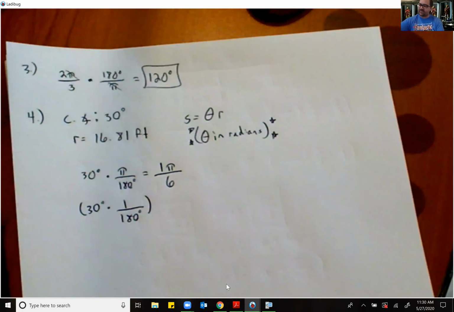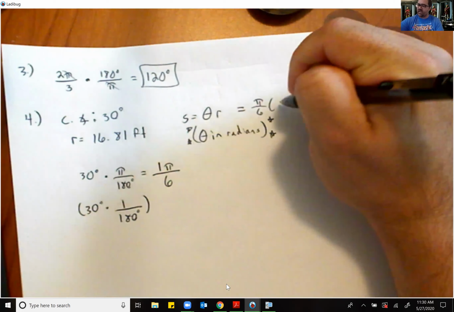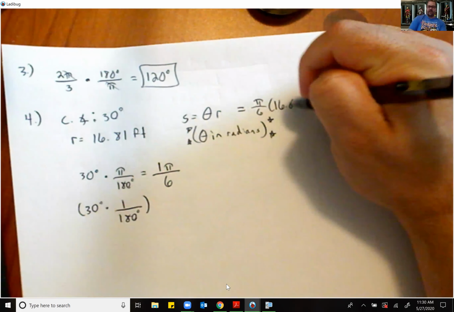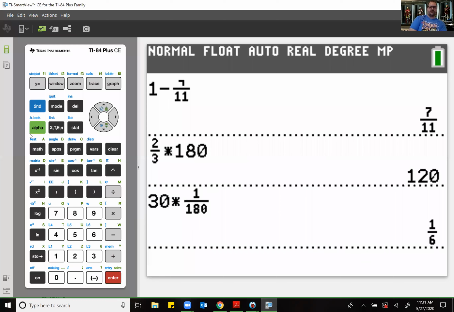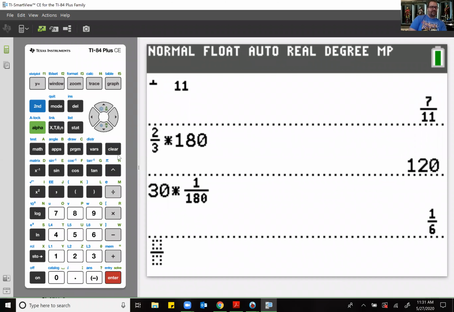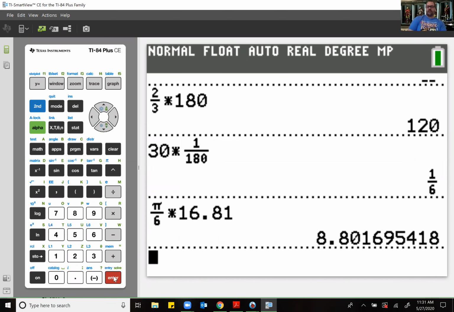So now we can find S, because all we're going to do is take pi over 6 times 16.81, and it says to round to the nearest hundredth. So that's 2 decimal places. So come to your calculator, and you're going to put in the fraction, and you're actually going to use pi this time, because we're taking pi over 6 times 16.81. So you actually do need the pi in there. And there is our arc length.